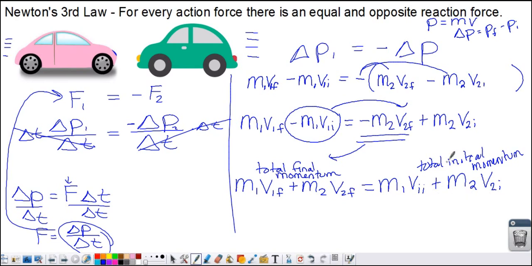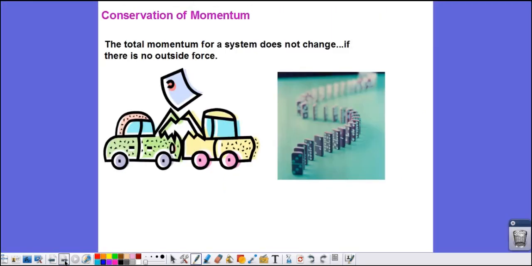Okay, so what we see is the total initial momentum is the same as the total final momentum. What we've done is we have conserved momentum, or momentum was conserved. So this is our conservation of momentum.